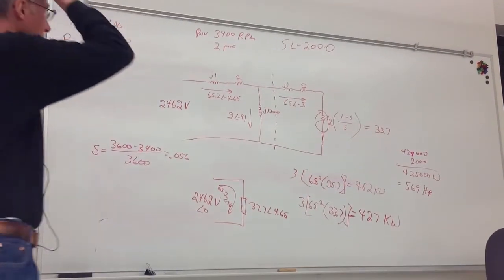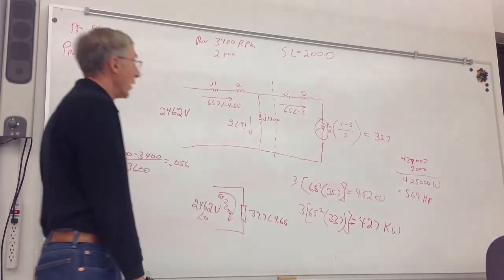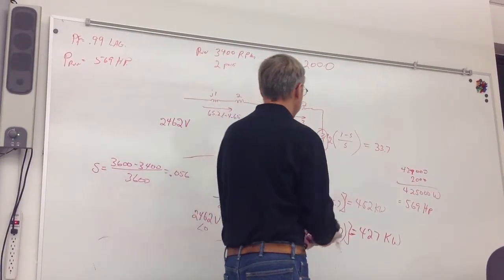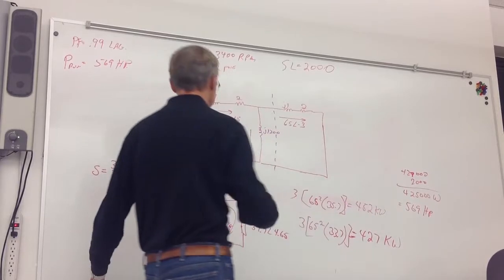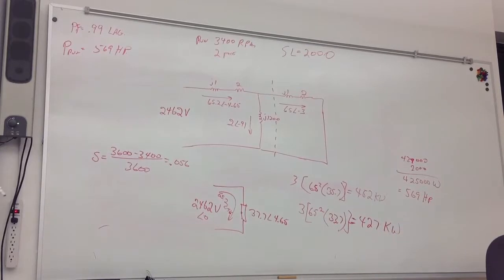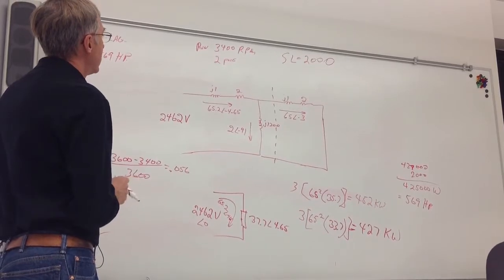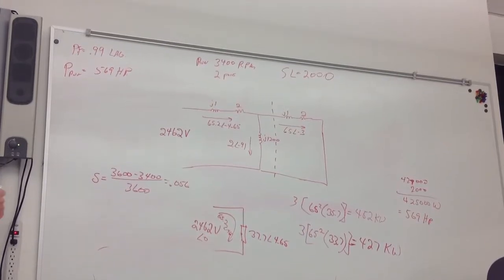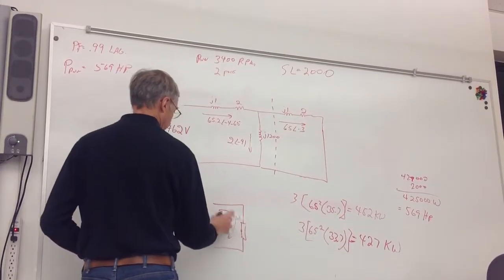If it was 0, this would become infinite, right? I think it's 1. Slip is 1. So that means this becomes 0. So that's my circuit at start. So what's my starting current going to be? Do the same thing. What's the equivalent value of this going to be?